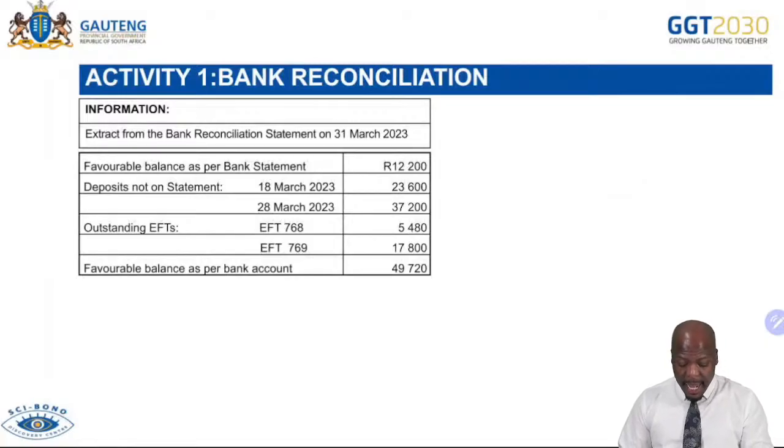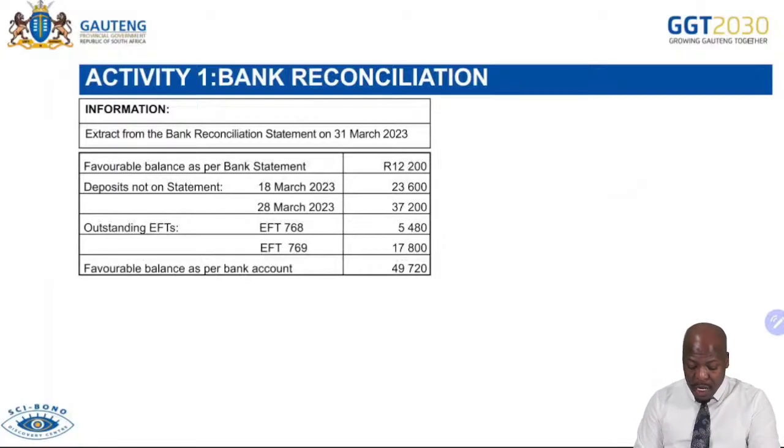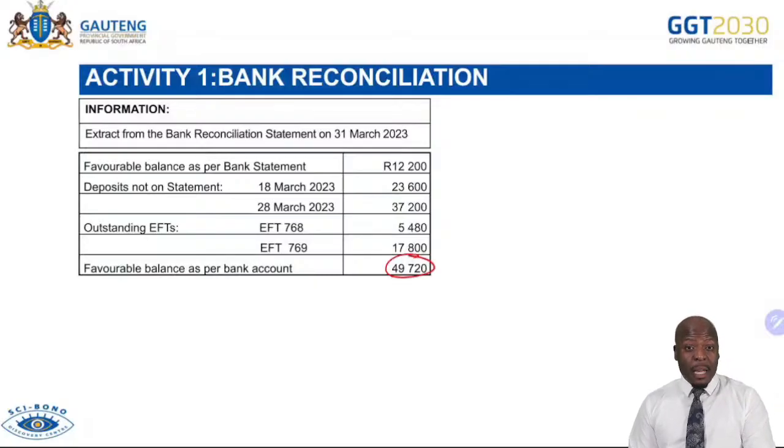Information. This is an extract from the bank reconciliation statement for the 31st of March. Then we are told here that there is a favorable balance as per the bank account, which is 49,720. Now, my question is, what if the examiner does not give you this amount? Are you able to get it? You should be able to get it.